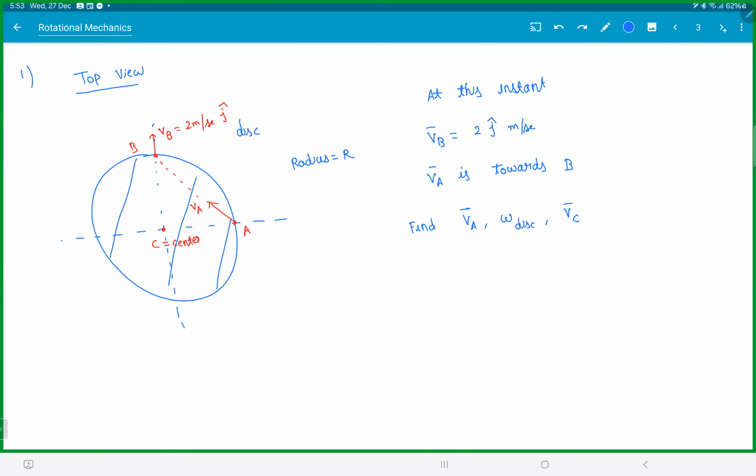So using this data, you have to find out velocity of A, velocity of the center, and omega of the disk. Get this. Take a minute. Give it a try. I'll show you, and then I'll give you one more like this. This is simply based on circular motion and rigid body constraint.